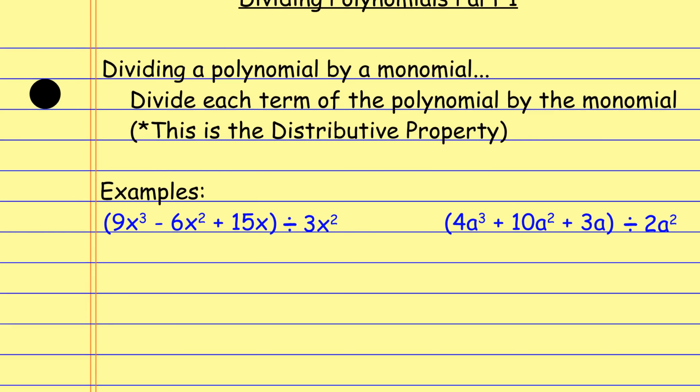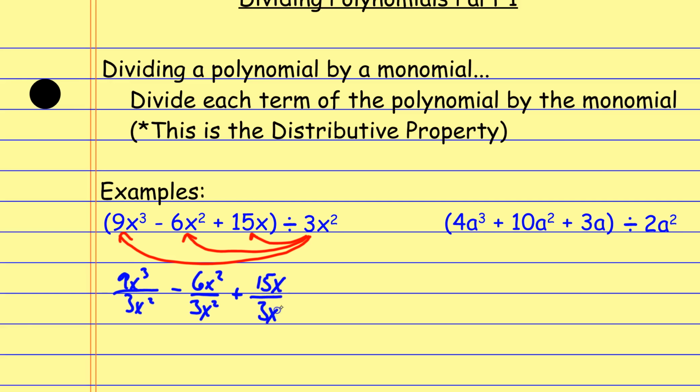So if I look at this first one, again, I use my distributive property, so I'm going to distribute the division to each of these. Just like I would if it was multiplication, except it's not, it's division. So I would do the 9x cubed divided by the 3x squared, and I would do the 6x squared divided by the 3x squared, and I would do the 15x divided by the 3x squared.